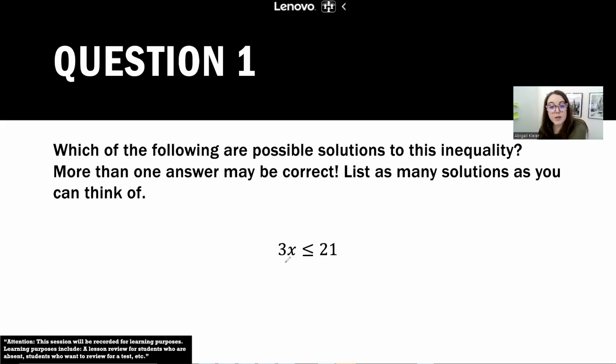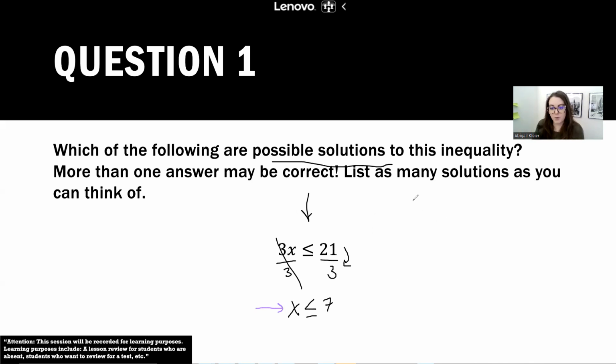So on your quiz, you will have a few options to choose from. You just pick all the ones that are correct. And so we have an inequality here. 3x is less than or equal to 21. So again, we're going to divide both sides by 3. And this leaves us with x is less than or equal to 7 because 21 divided by 3 is 7. So now we want to think about what are the possible solutions. So when they ask for possible solutions, we are trying to think of what possible numbers could we replace with x to still make this statement true.